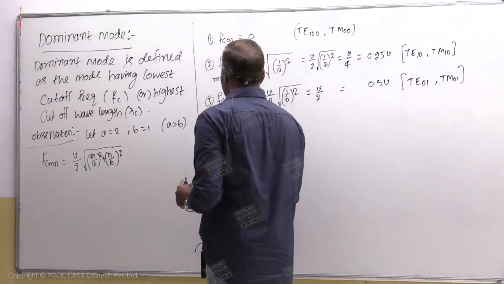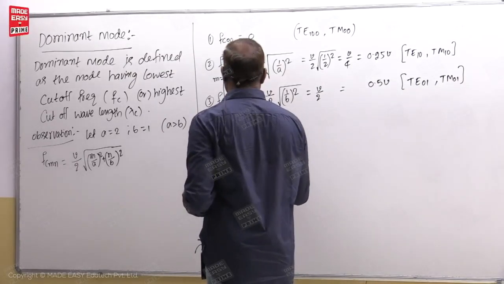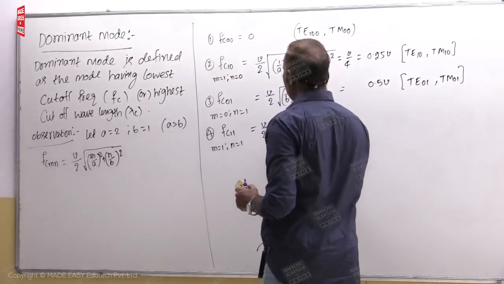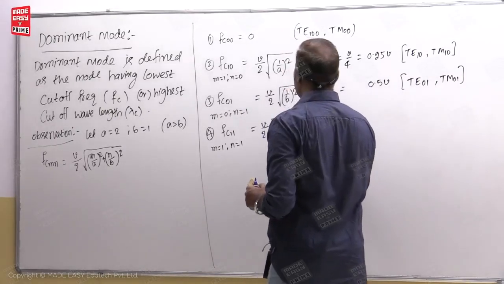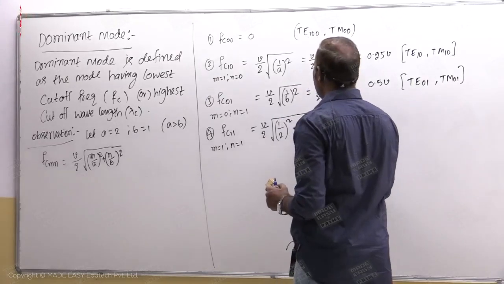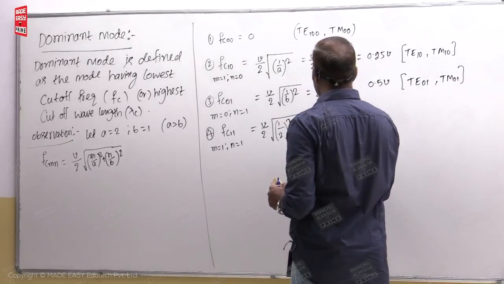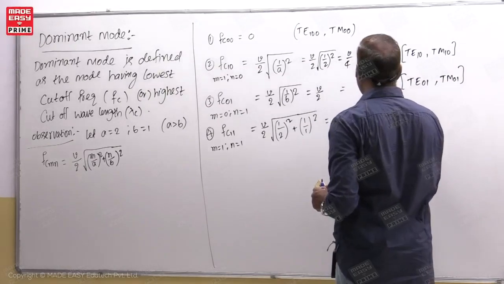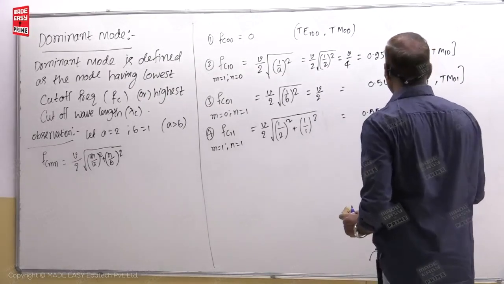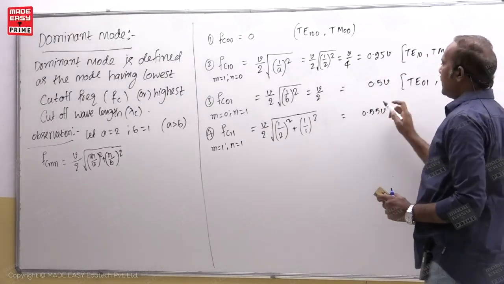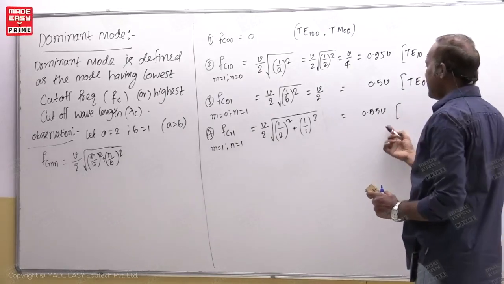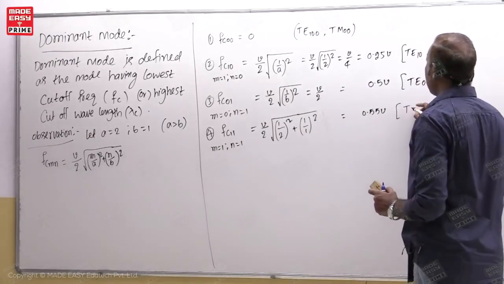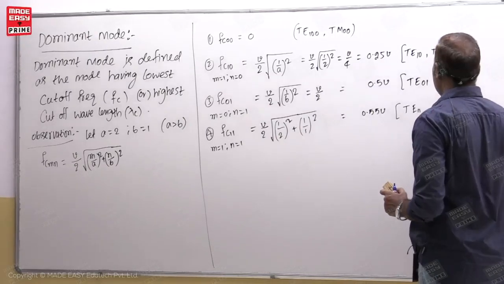Fourth one, fc11. So m is equal to 1, n is equal to 1. So v by 2, here m is equal to 1 and the a value is 2, so 2 square, plus n is equal to 1 and the b value is 1, 1 square. If you calculate this value, you get 0.55 v. We are calculating these frequencies in terms of velocity v, and if it is air-filled then it is c, and if it is dielectric-filled then c by root of mu r epsilon r. So this is the cutoff frequency for TE11 mode and TM11 mode.